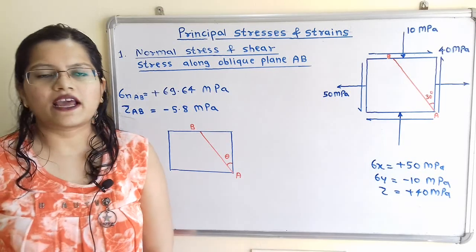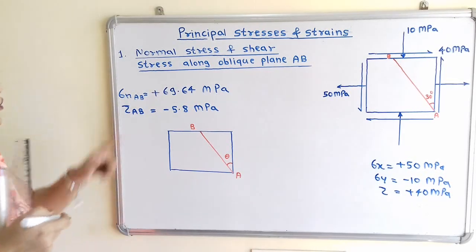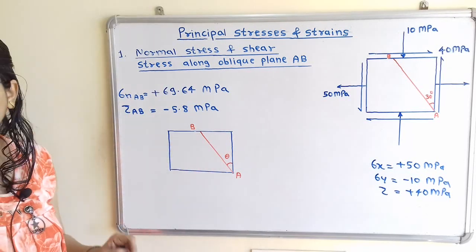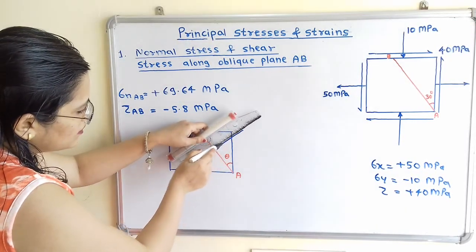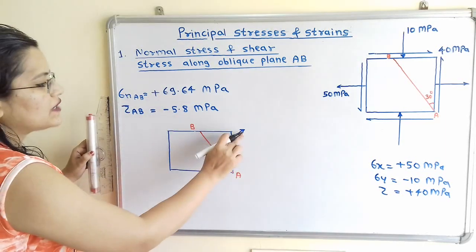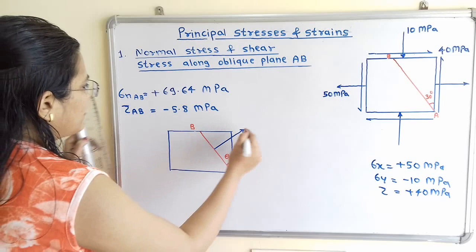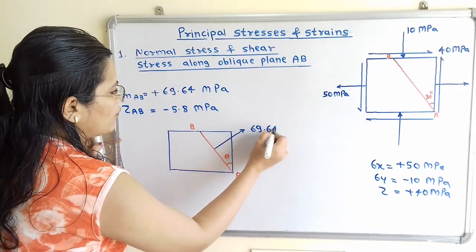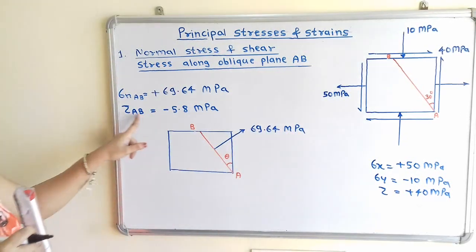We will understand how to show this normal stress as well as shear stress. So normal stress means stress perpendicular to this oblique plane AB. So I will draw one perpendicular line which is in the outward direction. Because of the positive sign we have to show the stress as tensile stress, and we will show here that it is 69.64 megapascal.